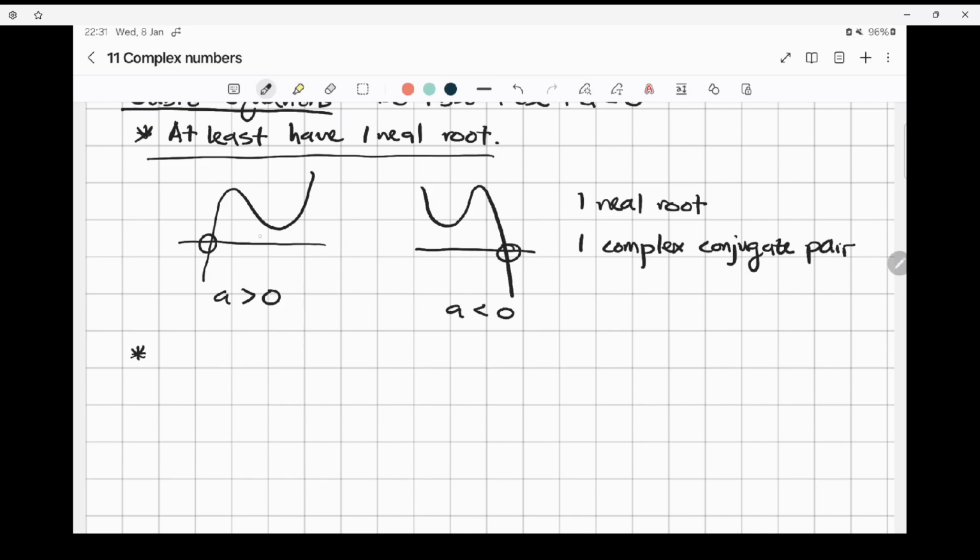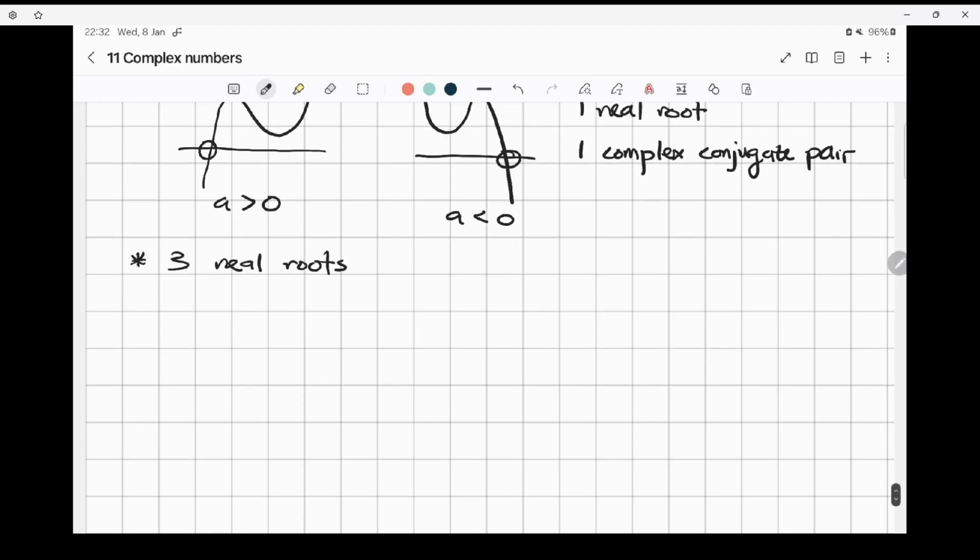Because the intersection of the other 2 points are happening in the complex plane, right? So that's why in this particular case, you have one real root and one complex conjugate pair. Otherwise, you will have 3 real roots.